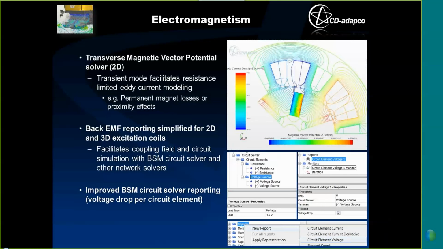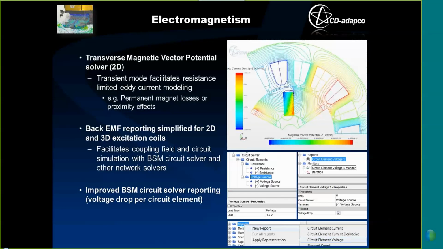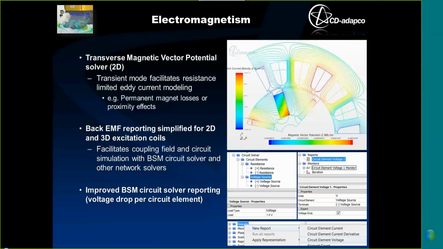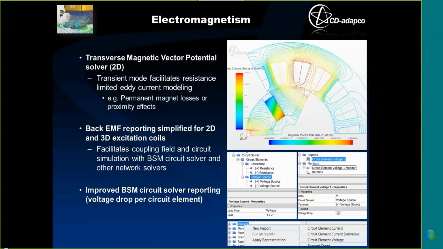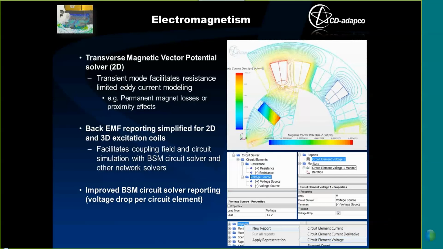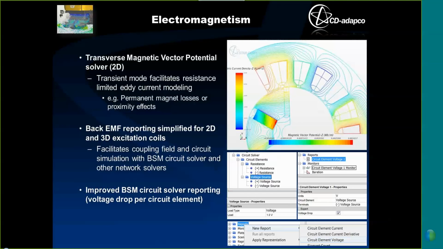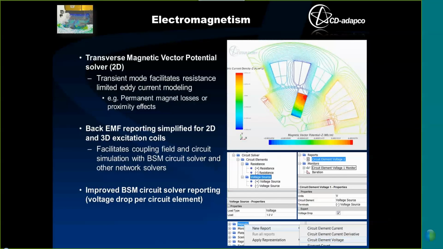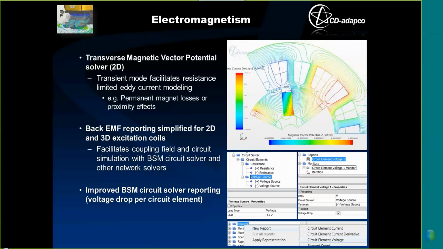Where electromagnetism is concerned, we've included a new transverse magnetic vector potential solver. This is a 2D solver. This is a transient mode which facilitates resistance limited eddy current modeling. So you can study things like permanent magnet losses or proximity effects in your electrical systems. You can also record back EMF. This has been simplified for both 2D and 3D excitation coils. So this facilitates coupling field and current circuit simulation with the battery sim model circuit solver or other network solvers. We've also improved the BSM circuit solver reporting, looking at voltage drop per circuit element in this case.